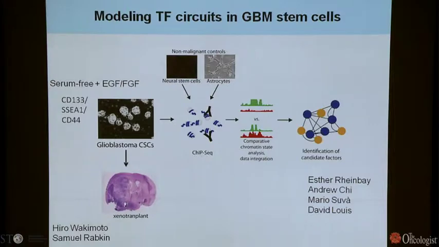So Andrew and Esther began this project by taking these GBM stem cells, growing them in the lab, subjecting them to the same ChIP-seq analysis that I showed you before to identify the regulatory elements and characterize their state, right? And of course, they needed some comparisons, so they used neural stem cells and astrocytes as normal. And their goal here was to identify, like I showed you for Wilms now, a transcriptional regulatory network for the glioma stem cells.